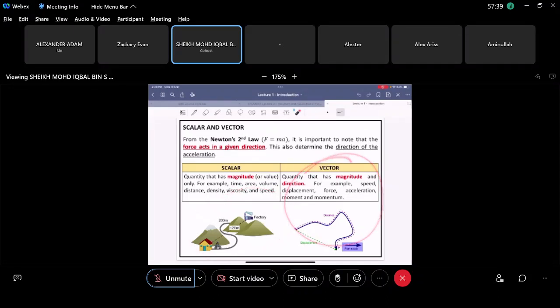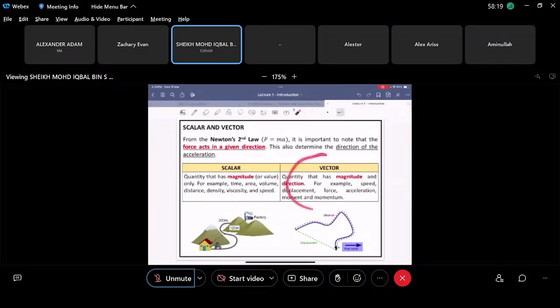For vectors, vectors have both magnitude and direction. I'm going to use this example again. If I'm telling the cyclist the factory is 120 meters distance to the north, I'm giving the cyclist a direction, to the north. So when I give a direction, then it is called a vector. Scalar is only magnitude, like the distance is 120 meters. Just that. So that is a scalar quantity.